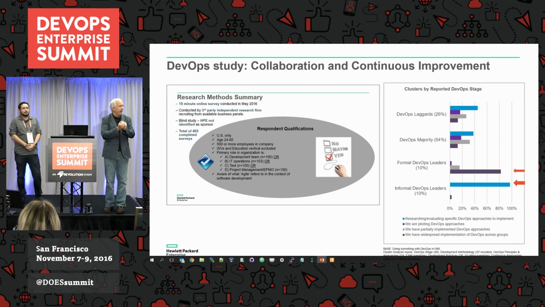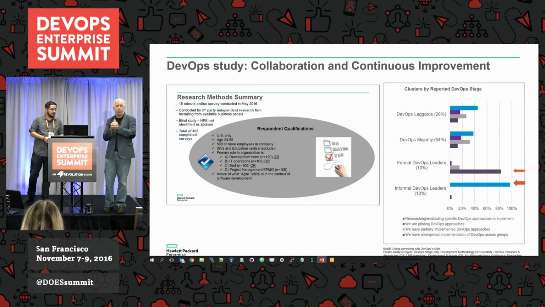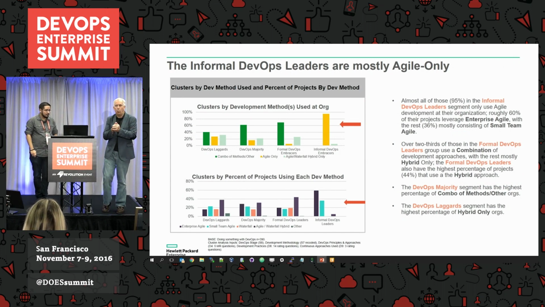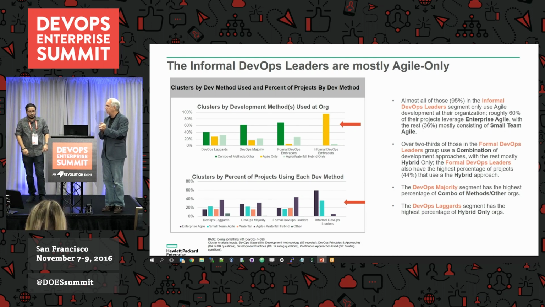And when we did some analysis of how successful they were, we did a cluster analysis to break down the groups, and we discovered this interesting pattern, and I want to share that with you. We found this group of people who are informal DevOps leaders, and I'll explain why they were informal. They were informal because they didn't declare widespread deployment of a consistent process and methodology. Rather, they were in the researching and piloting mode of studying DevOps. And that was interesting.